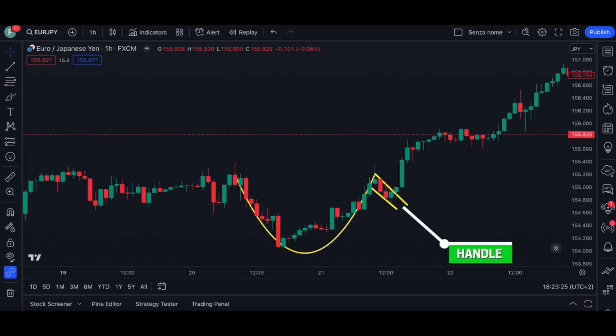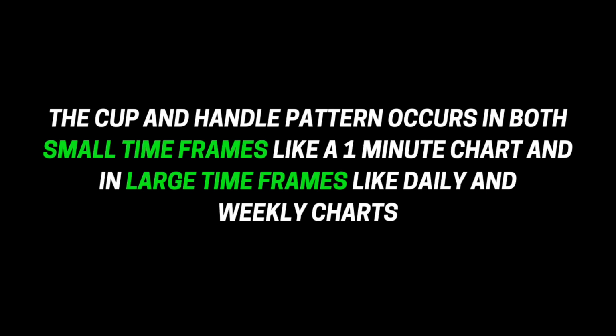The handle needs to be smaller than the cup and it should not drop into the lower half of the cup, and ideally it should stay in the upper third. If the handle is too deep, avoid trading the pattern, as this may invalidate the cup and handle. The cup and handle pattern occurs in both small time frames like a 1-minute chart and in large time frames like daily and weekly charts.